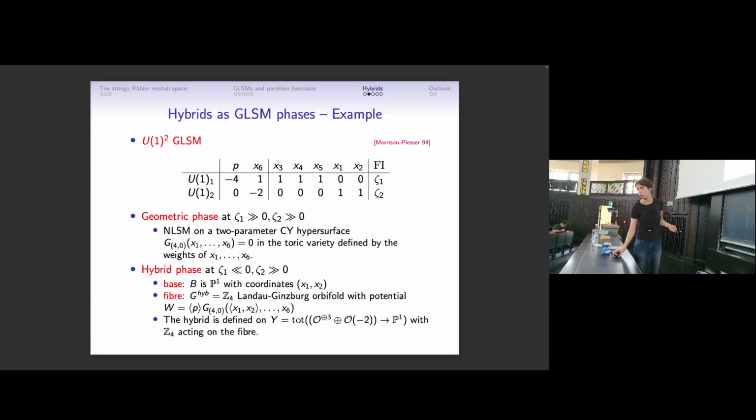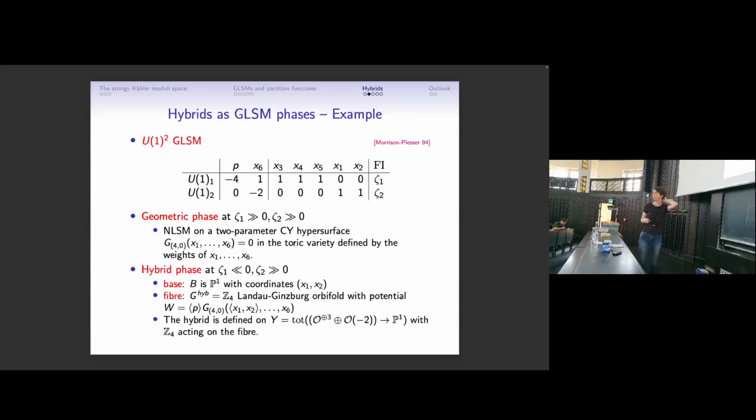So here's one example that is actually very old and very well studied. The people who know toric geometry will recognize that. So this is a two-parameter GLSM with 2 gauge groups, and these are the phi fields. They are labeled with the knowledge of what the geometry is. We have 2 FI parameters, and there is a geometric phase when these FI parameters are large, and that's just a well-studied 2-parameter Calabi-Yau hypersurface in the toric variety defined by the weights of these fields. It has Hodge numbers 2, 86. It's one of the earliest 2-parameter examples where mirror symmetry was studied.